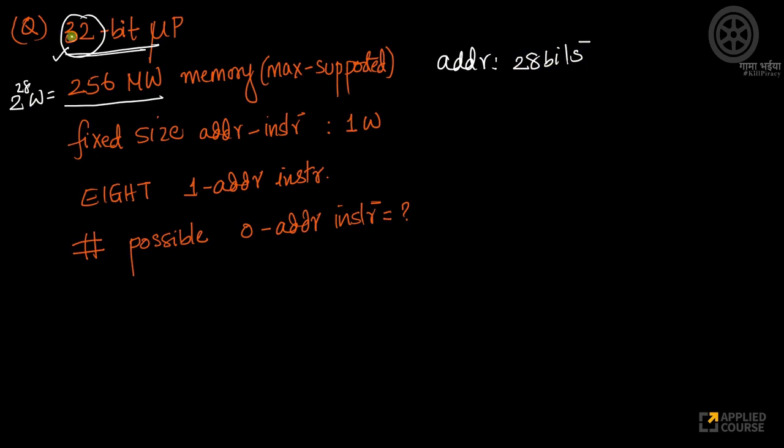Because it's not clearly mentioned what 1 word is, we'll assume that because we have a 32-bit microprocessor, it's connected to a 32-bit word memory. So let's assume that this is 32 bits. So my fixed size instruction is 32 bits. This whole length is 32 bits. Let me just write that down so that we don't miss that.